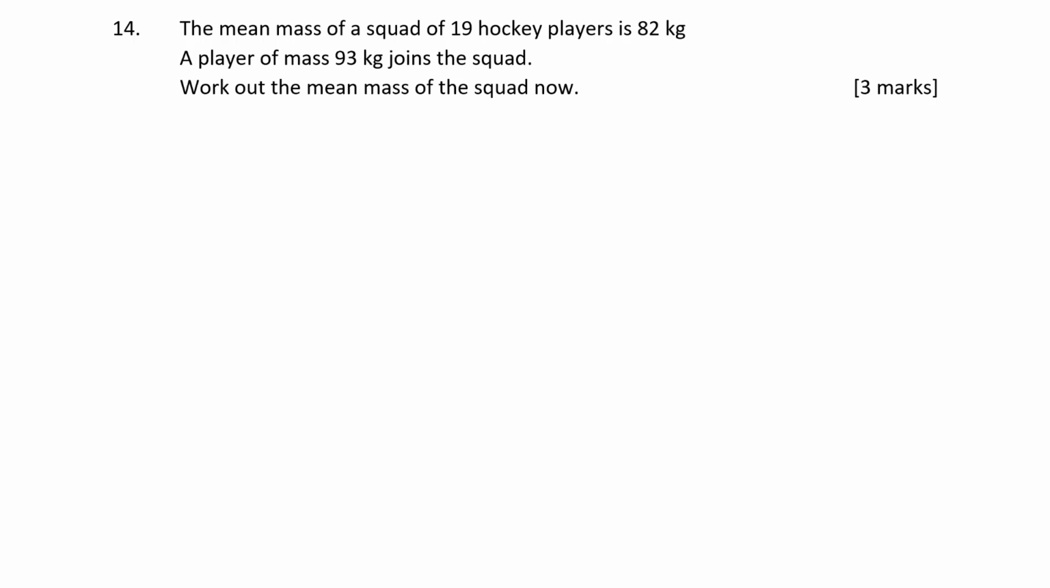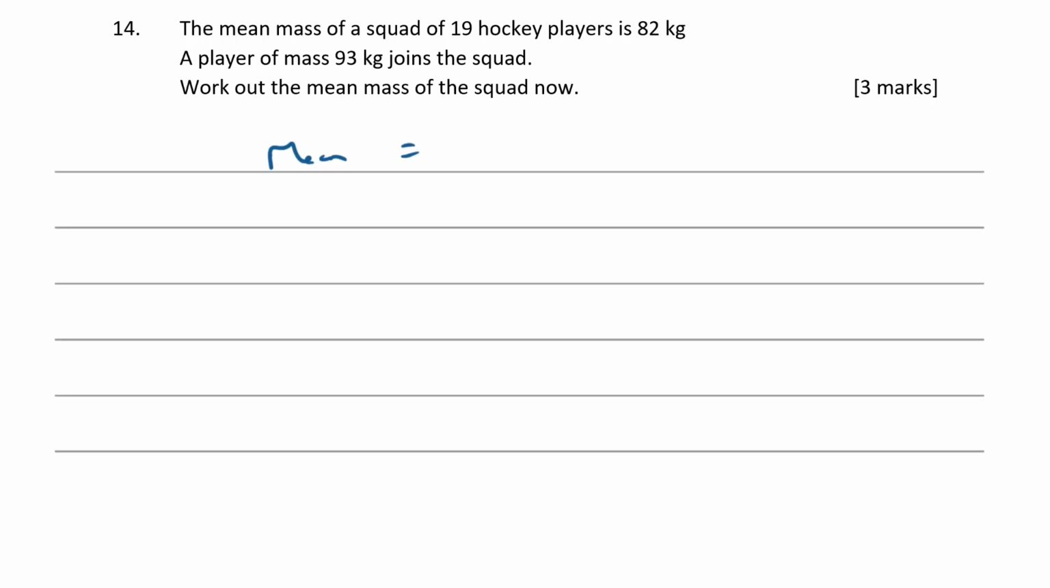Question 14. The mean mass of a squad of 19 hockey players is 82 kilograms. A player of mass 93 kilograms joins the squad. Work out the mean mass of the squad now. So mean is equal to the sum of the masses of the players divided by the number of players, isn't it?